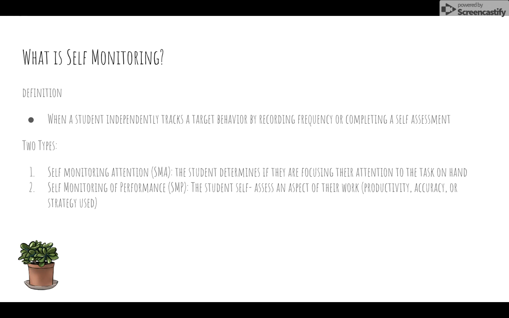And then self monitoring performance. The student self assesses an aspect of their work. So, productivity, accuracy, and strategy used. So a big one for that would be math. Or in English, for example, how many times they skip over a word when they read out loud, they would circle it.